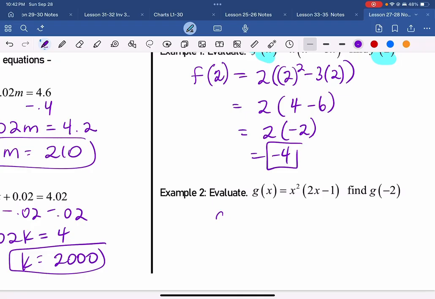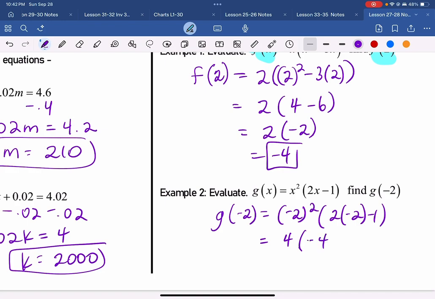All right, so g of negative 2 means negative 2 squared times 2 times negative 2 minus 1. All right, so negative 2 times negative 2 is a 4. 2 times negative 2 is a negative 4 minus 1. So we have 4 times negative 5, which is equal to a negative 20. How'd you do?